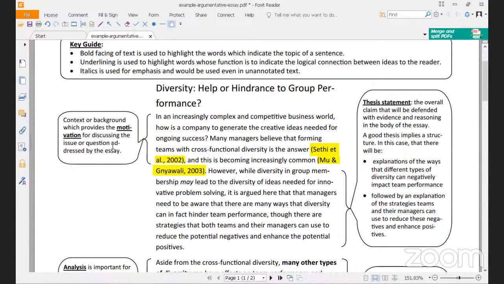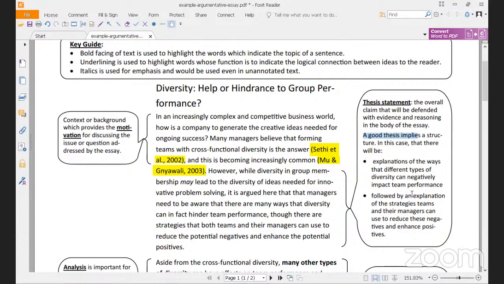Okay, or question addressed by the essay. So this is the beginning, and it's giving you the motivation for your argument. Again, we talk about the thesis statement, which is the overall claim that will be defended with evidence and reasoning in the body of the essay. Okay, and it gives you an explanation. A good thesis implies a structure, so on and so on.